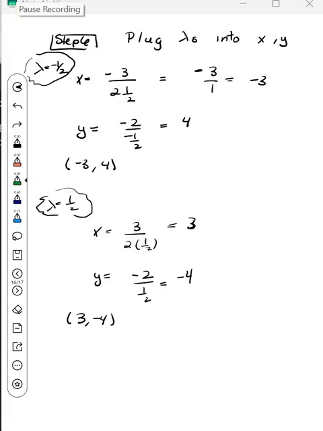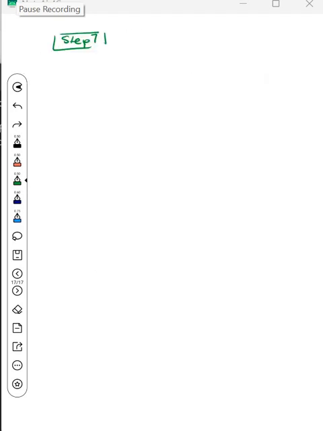Go ahead. What did you find when you plugged the lambdas in? These are the locations, the suspects for the maxes and mins. We don't know yet. Last step. I told you we're getting there.